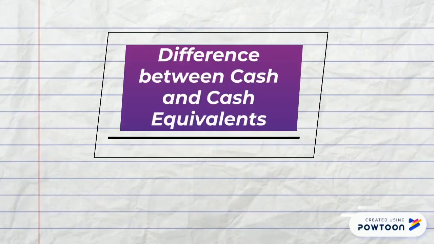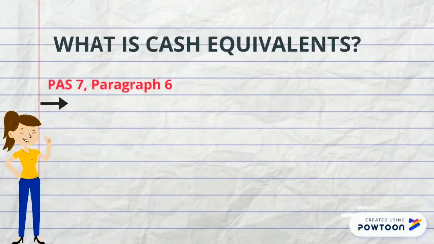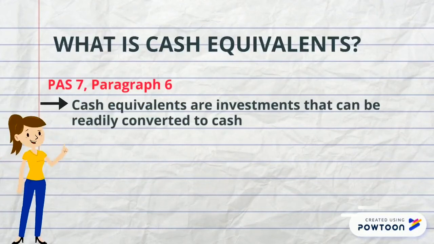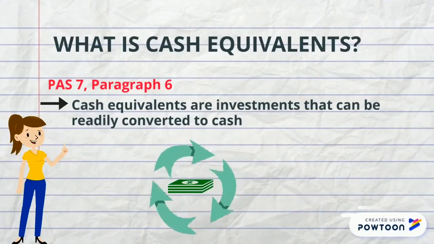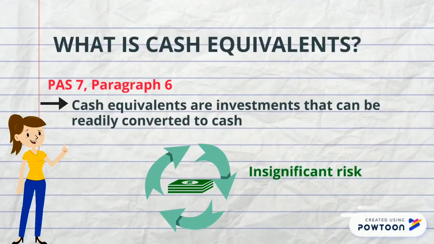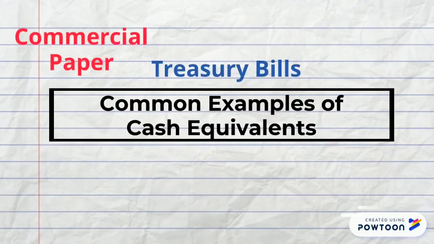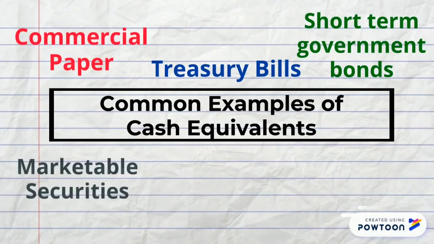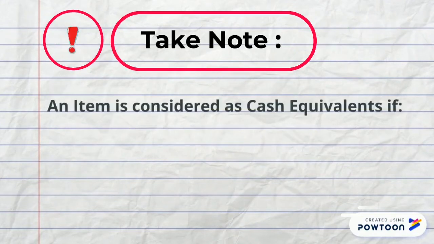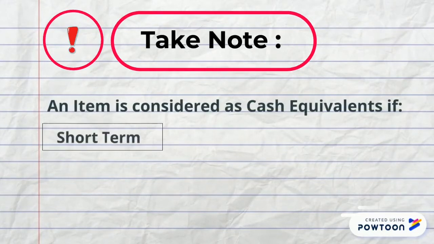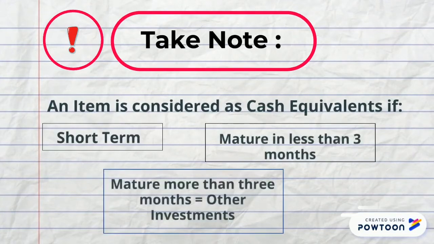Now, what is the difference between cash and cash equivalents? According to the Philippine Accounting Standard 7, Paragraph 6, cash equivalents are defined as short-term and highly liquid investments that are readily convertible into cash and so near their maturity that they present insignificant risk of changes in value because of changes in interest rates. Common examples of cash equivalents include commercial paper, treasury bills, short-term government bonds, marketable securities, and money market holdings. But, take note, an item is considered as cash equivalents if the item is short-term and they mature in less than 3 months. If they mature in more than 3 months, they will be classified as other investments.